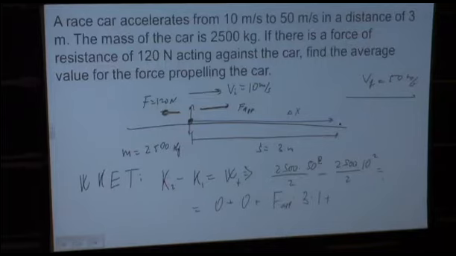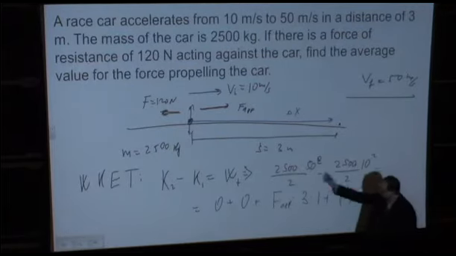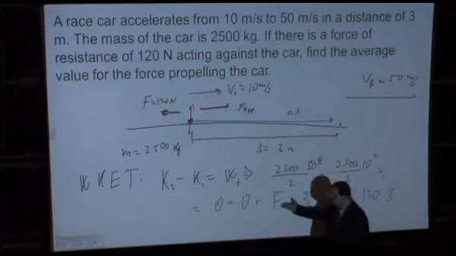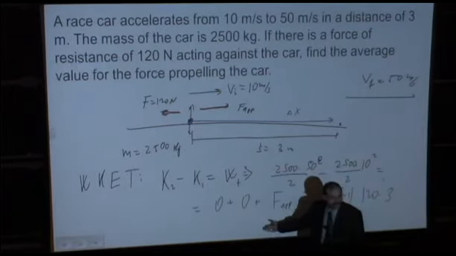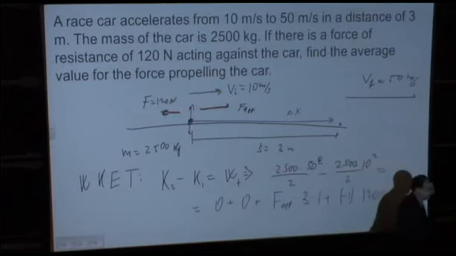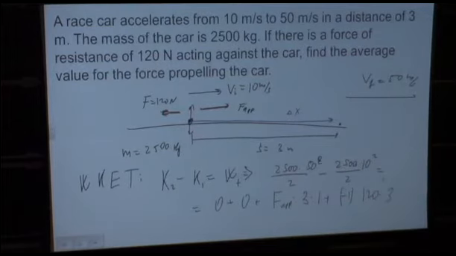Plus, now we need to write down the expression for the work done by the friction. We know it's -1, which is a cosine of 180, times the magnitude of the force, which is 120, times the distance traveled, which is 3. If we look at that equation, there's only one unknown. That's the very force we have to find out. We just use a calculator now and calculate it.